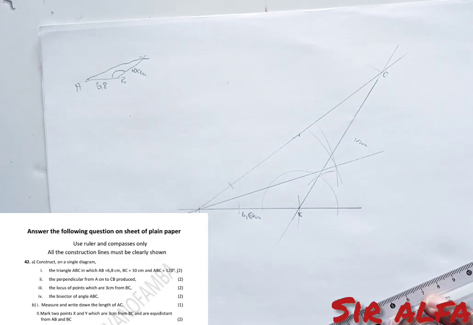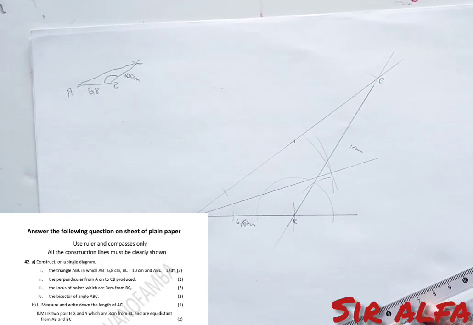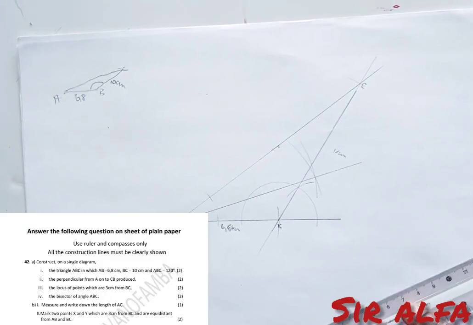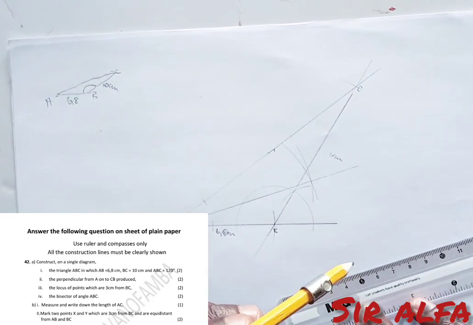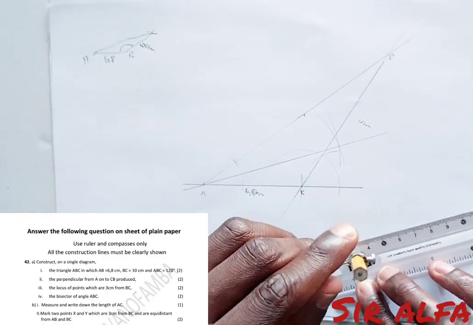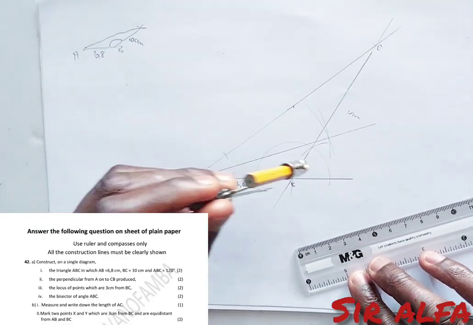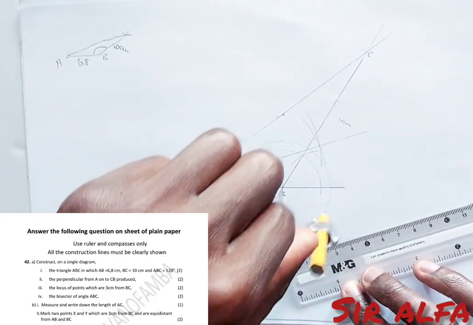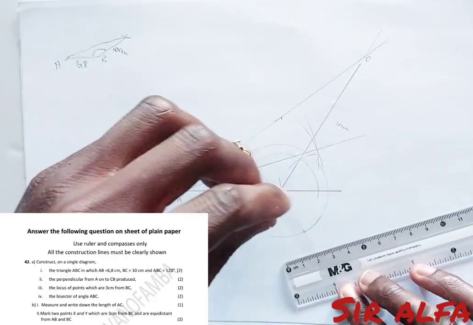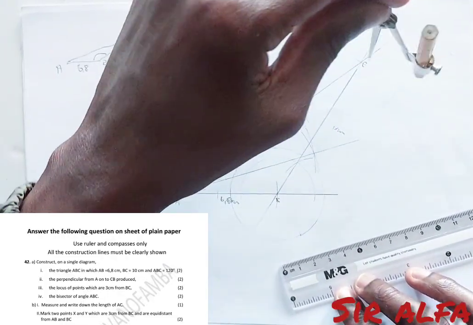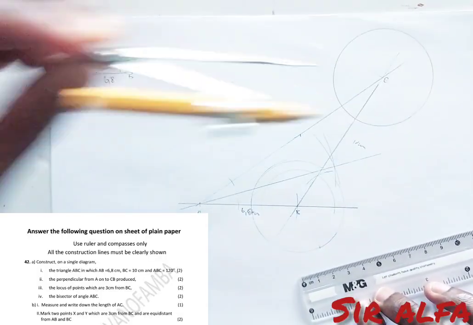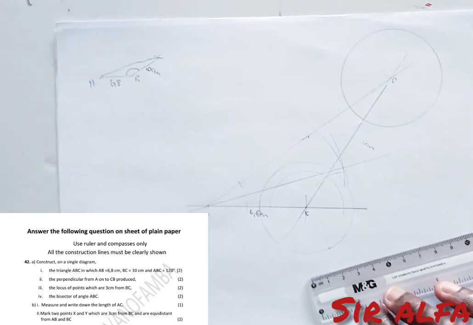And now, locus of points which are 3 centimeters from BC. So I will measure 3 centimeters here. Locus of points at a point means we are going to draw a circle. So the locus of points 3 centimeters from BC. Where's B and C? From B, I'll put a circle out. Then at C, this locus of points 3 centimeters from BC.